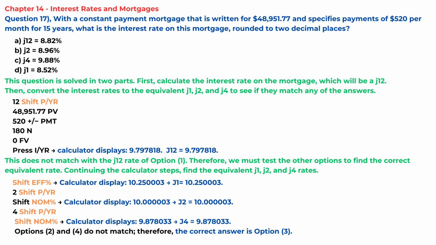10.250003. 2 shift PYR. Shift nom. Calculator display 10.000003. J2 equals 10.000003. 4 shift PYR. Shift nom. Calculator displays 9.878033. J4 equals 9.878033. Options 2 and 4 do not match, therefore the correct answer is option 3.